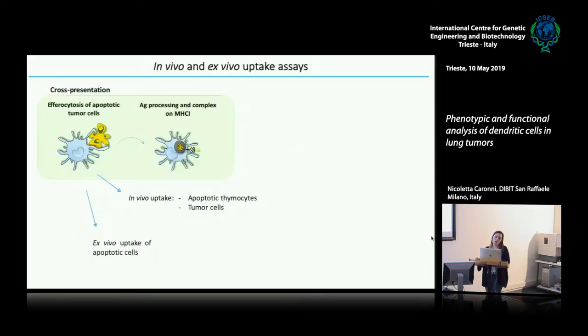We then moved to analyze cross-presentation of the cells. We performed different approaches. First of all, we wanted to check the phagocytosis ability of DC1. So we had to set up some experiments for the in vivo and also the ex vivo uptake of apoptotic cells. We performed in vivo uptake of apoptotic tumocytes first, and then also of tumor cells, and then also the ex vivo uptake.